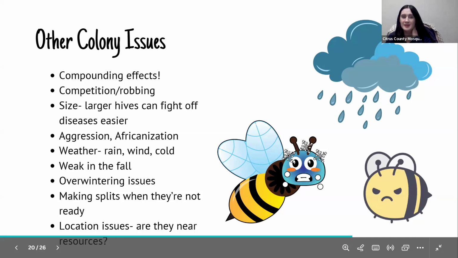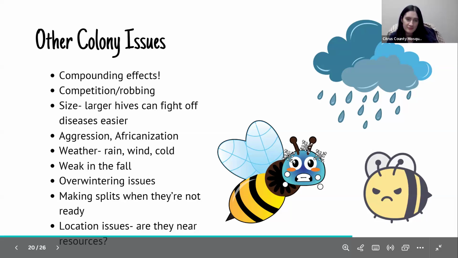Also another thing, making splits. We talked about splits in previous videos. When you split your colony, they might not have been ready, or maybe you didn't do it very well and didn't leave them enough resources. Making splits when they're not ready, or making splits improperly, could contribute to your colony not doing so well.